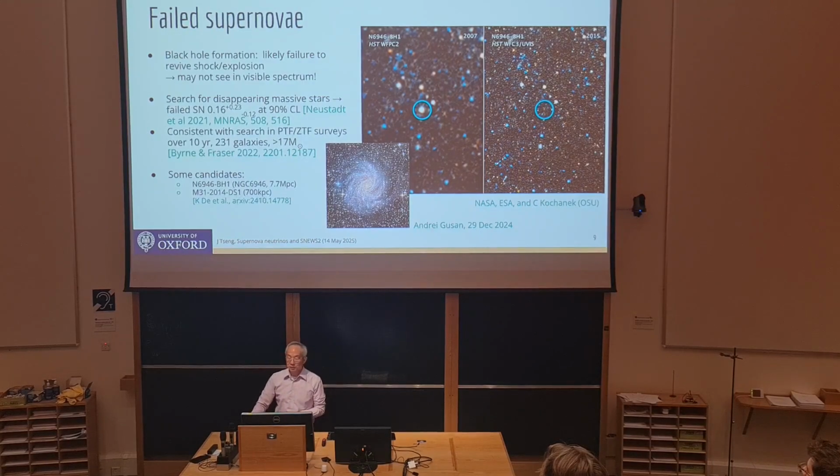And we also have a disappearing star candidate in our neighboring galaxy, M31. So this is actually 700 kiloparsecs. Just in case you're wondering, the radius of our galaxy is about 30 kiloparsecs.